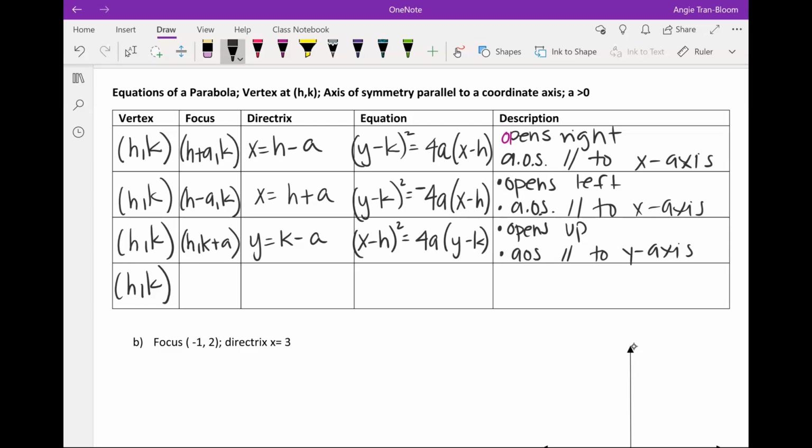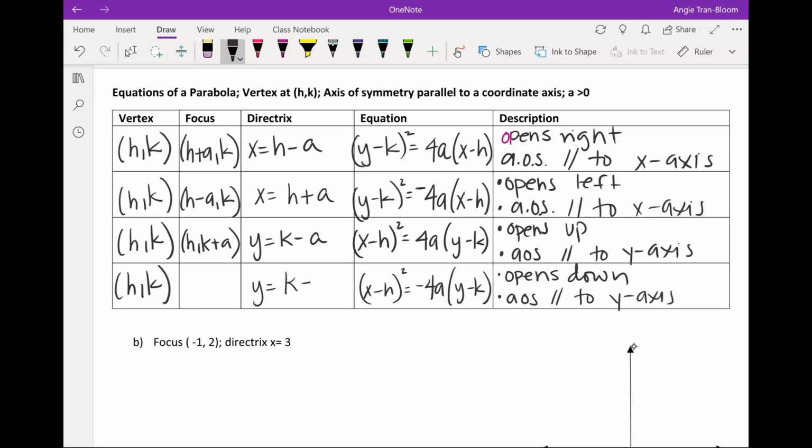And similarly to opening down. If it opens down, again, the only difference in the equation is a negative what? Okay, so x minus h quantity squared equals negative 4a times the quantity of y minus k. All right, now it opens downward. Directrix, y equals what? K plus a, yep. Okay, and then h comma k minus a for your focus.